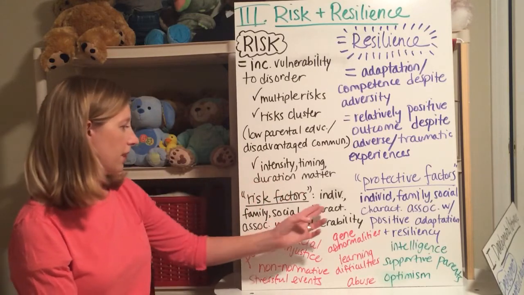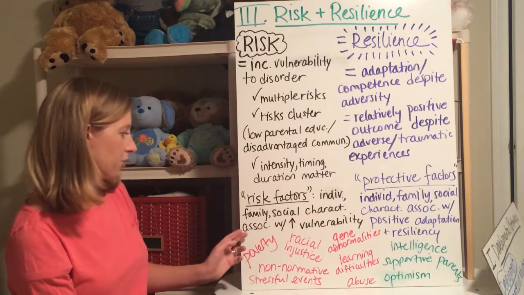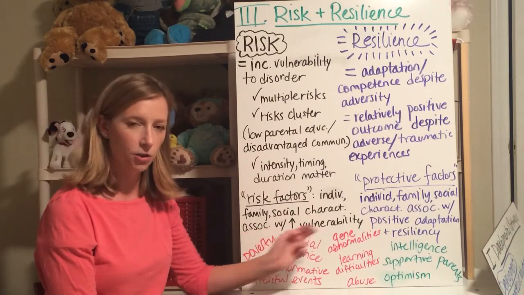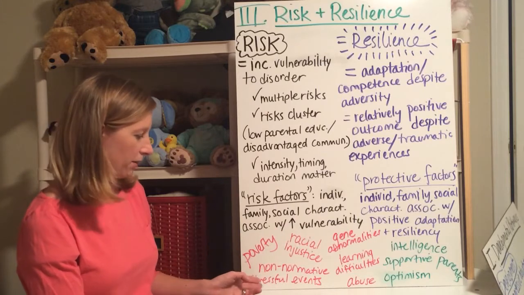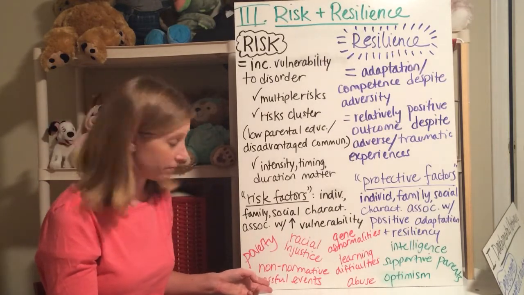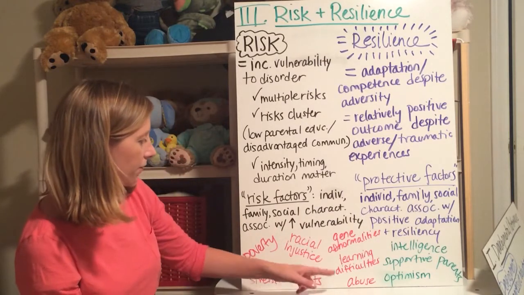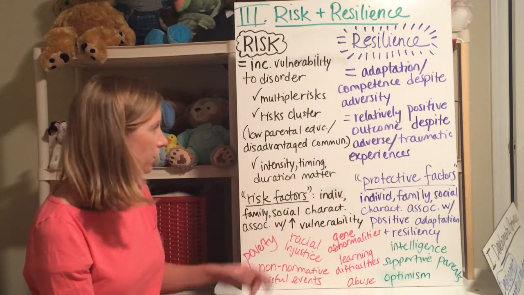Risk factors are individual, family, and social characteristics associated with increased vulnerability. Here are some of them shown in red: poverty, non-normative stressful events like death of a parent, God forbid, something like that, learning difficulties, abuse, racial injustice.